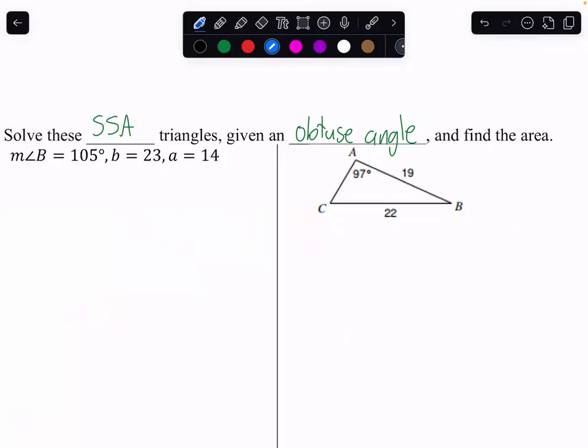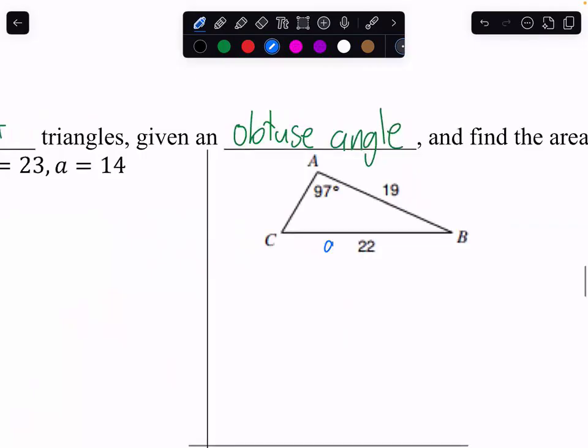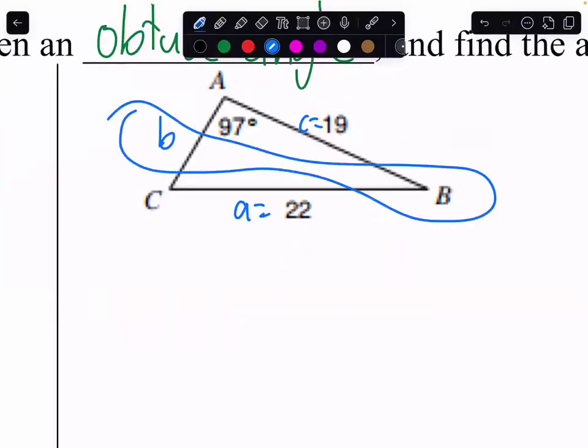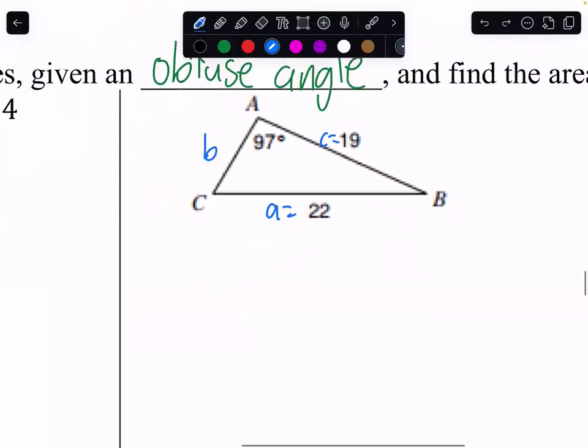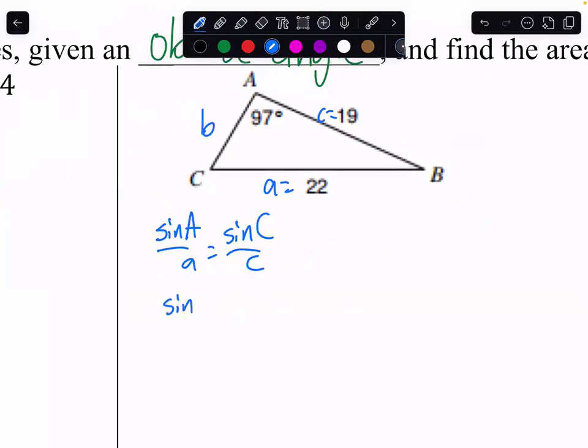Same problem as before, right? We can start right away because this is A, this is C, this is B. So we do have both parts of A, and we have one part of C. So we can't do anything with the B's right away, but we can use A's and C's. Capital A is going to be 97 degrees, lowercase a is 22. Capital C is unknown, lowercase c is 19.